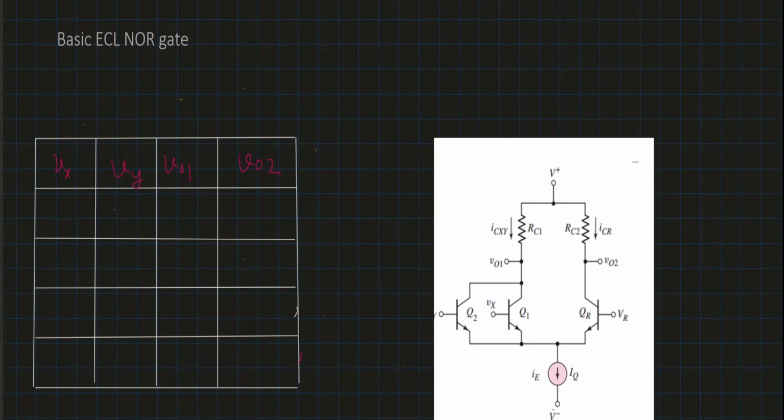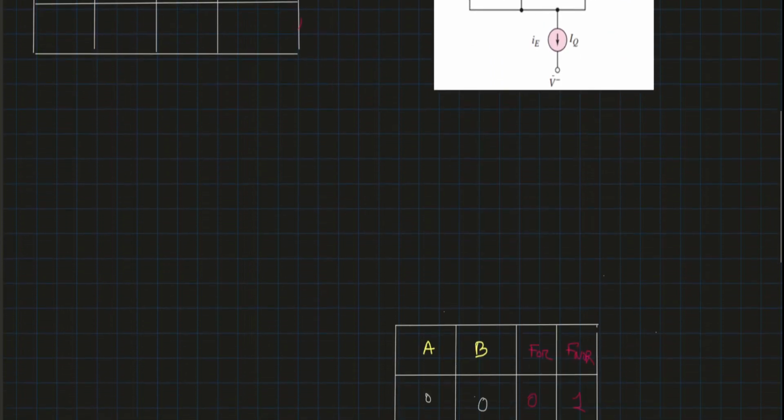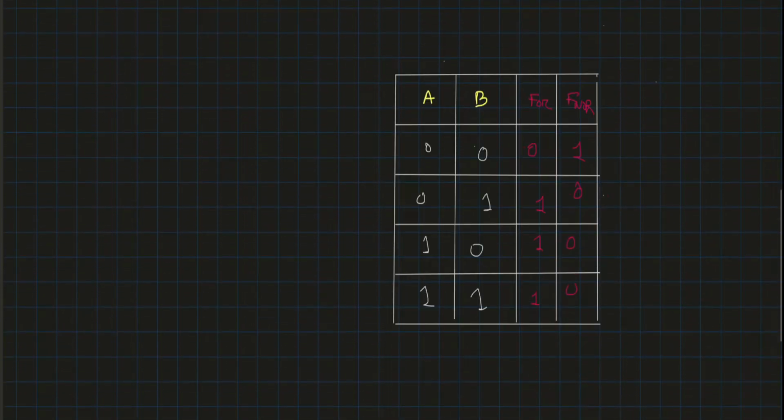In this lecture, we'll discuss the ECL NOR gate. This is the circuit of our ECL NOR gate on the right hand side of the screen. Now, recall the truth table of the OR gate and NOR gate.